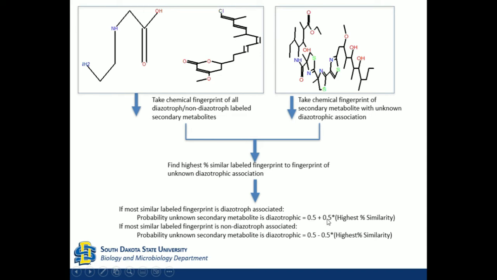Now, if it is most similar to a diazotroph associated metabolite, we're going to add that 0.5 times its percent similarity to 0.5. So the highest number we could get here is 1. And then if it is most similar to a non-diazotroph associated metabolite, we're going to subtract 0.5 times its percent similarity. So the lowest number we could get is 0. When we're working with percent similarity here, we convert, for example, 100% similarity to 1. So 98% similarity would be 0.98, and then you would multiply that by the 0.5 and go from there.